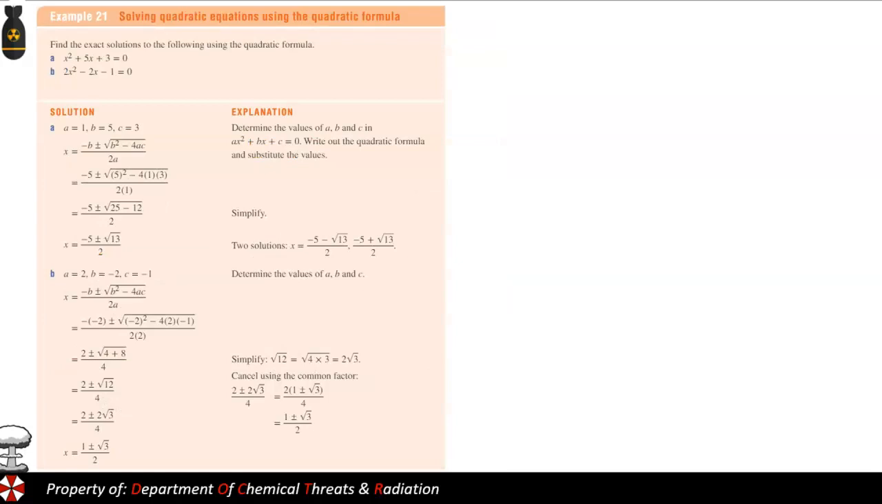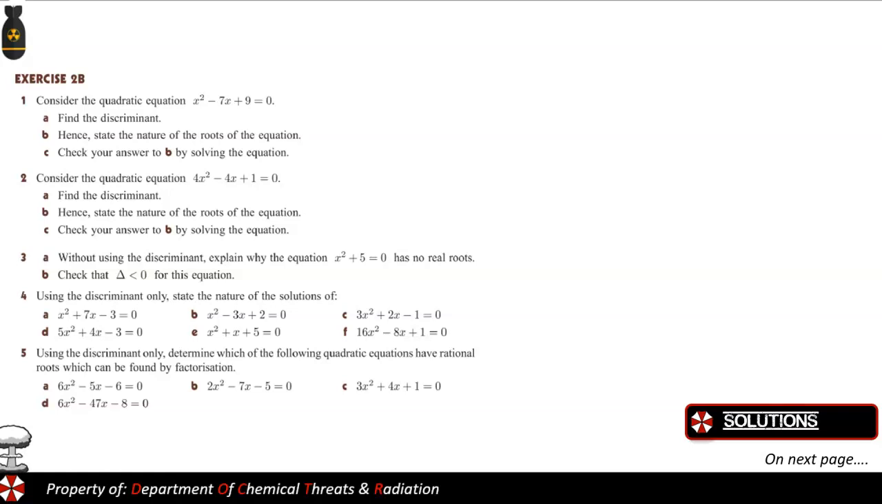Let's get some practice. So there's another worked example here if you want to have a look at it, but otherwise let's do some practice. So in this case, let's just do all of 2. So again, we're finding the discriminant.